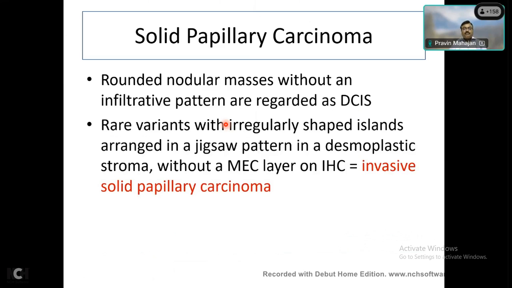So it is actually regarded as an in situ or a DCIS tumor when you have rounded nodular masses without any infiltrative pattern and without any stromal reaction. But there are rare variants wherein you have very irregularly shaped islands which are arranged in a jigsaw pattern, and there you see them in a desmoplastic stroma. And obviously there is no myoepithelial cell layer in this, so you can call such lesions invasive solid papillary carcinomas.